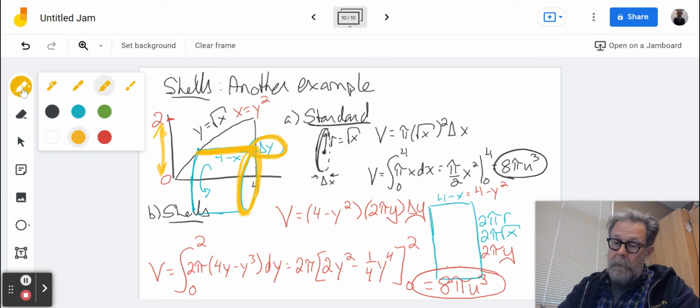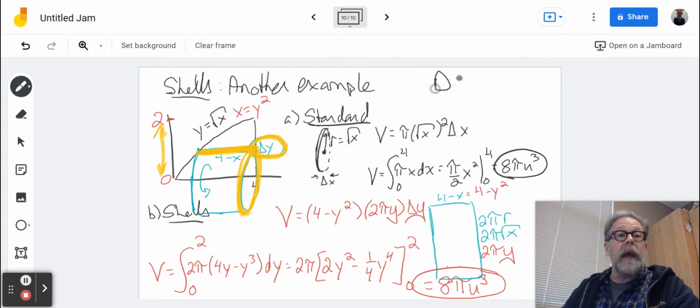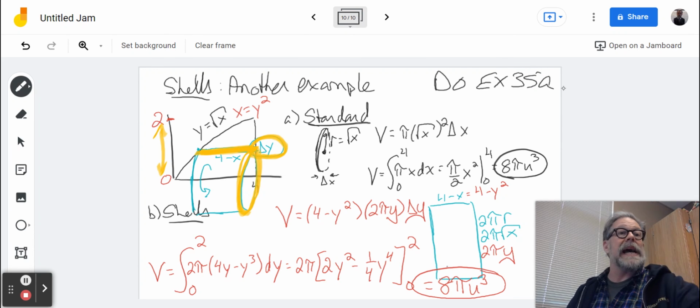All right, my students, go ahead and do exercise 35a out of the book. And when we come back, we will look at one more shell example where we have the difference of a couple functions.